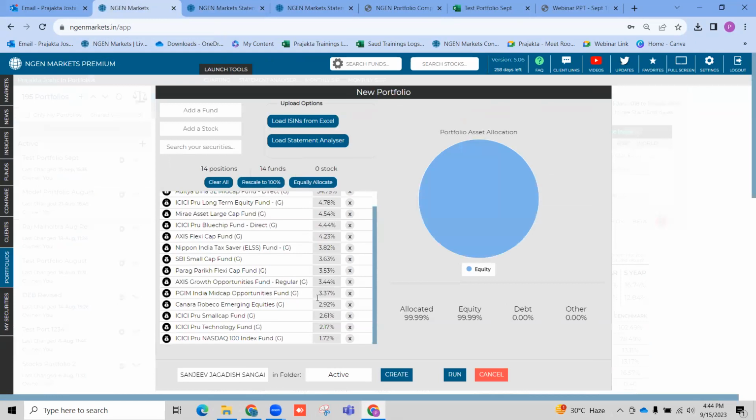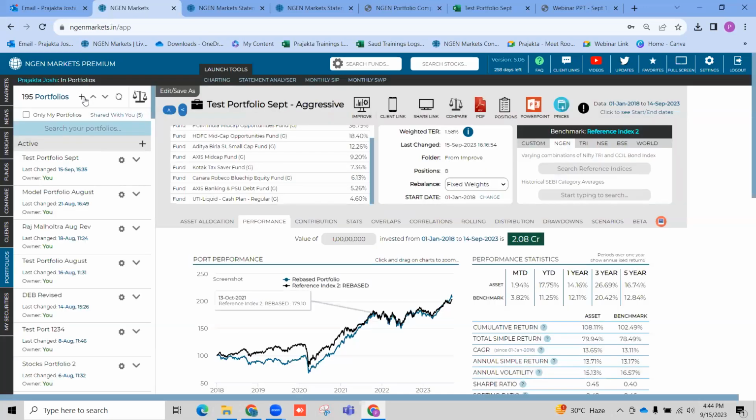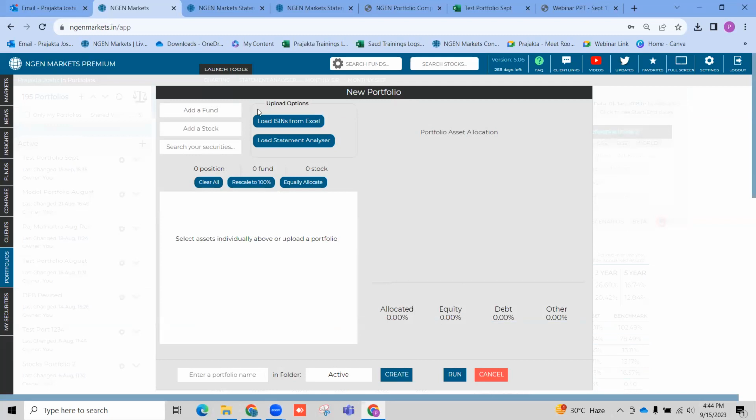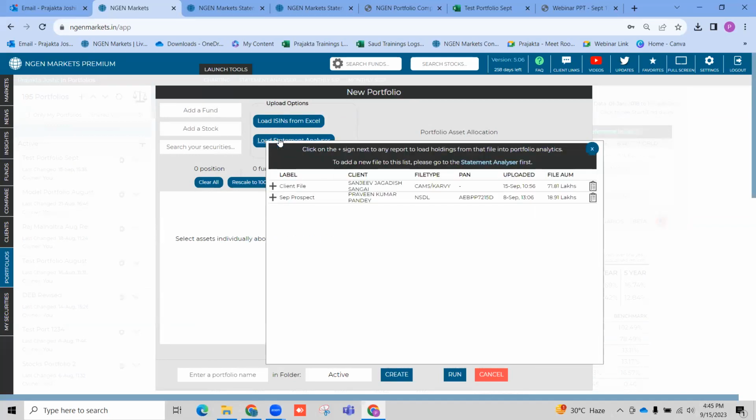So, and then you just click on that plus button. Project, actually, could you just do that again? Went through very quickly. Okay, so we start a new portfolio and then load statement analyzer. You click that, and then you will see exactly the same view that you saw when we went to the statement analyzer. So whatever you've loaded and saved here, it will show up here.